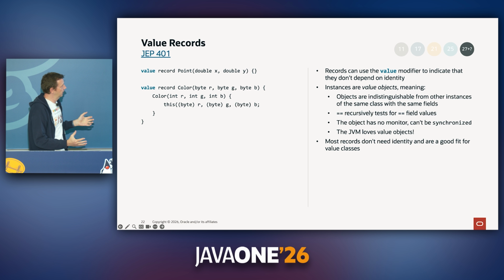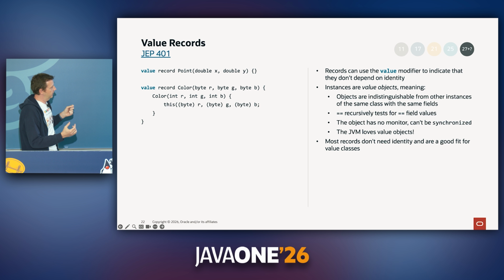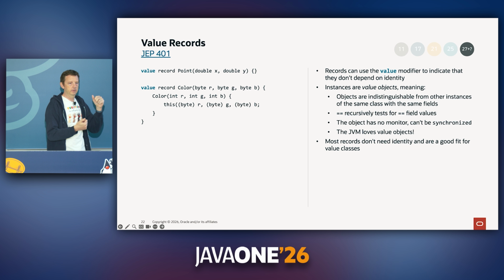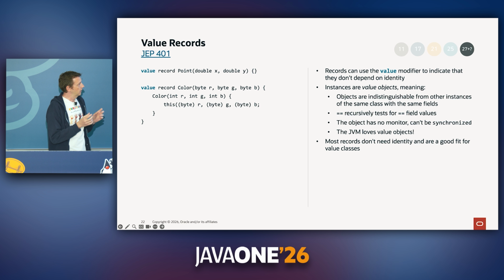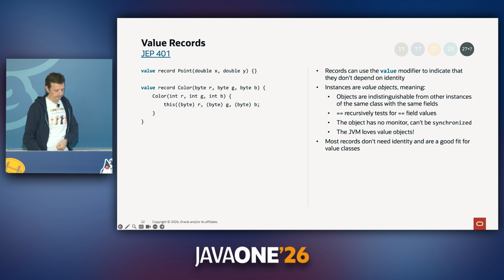Value records. I talked about how every object is stuck with a synchronization monitor, and identity that can be observed with double equals. Value records let you opt out of those things. So you apply a value modifier to your record, and then all the instances are called value objects, which means they're totally indistinguishable from other instances with the same components. When I do a double equals test, I'm doing a double equals test on the field values. There's no monitor, there's no synchronization.